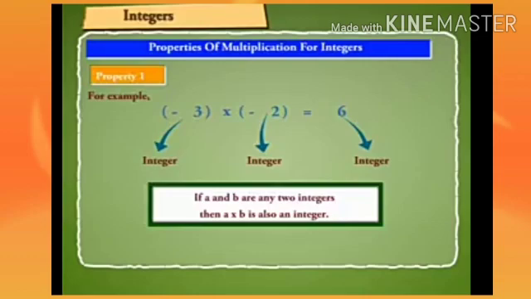What is the rule of two negative numbers? We get the result in positive. Therefore, 3 into 2 is equal to 6. Minus into minus, plus. The answer is plus 6. 6 is an integer. Hence, if A and B are two integers, then A into B is also an integer.